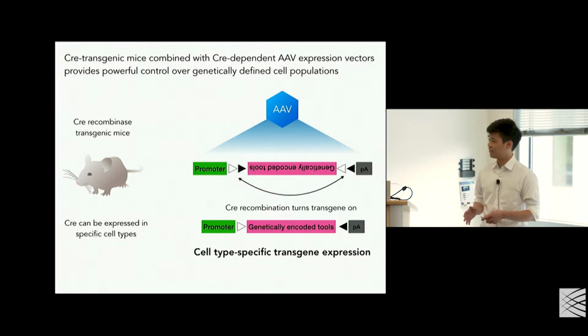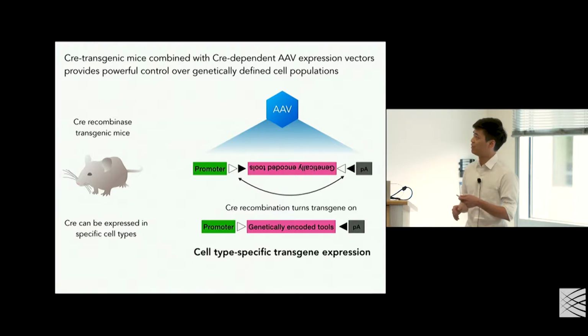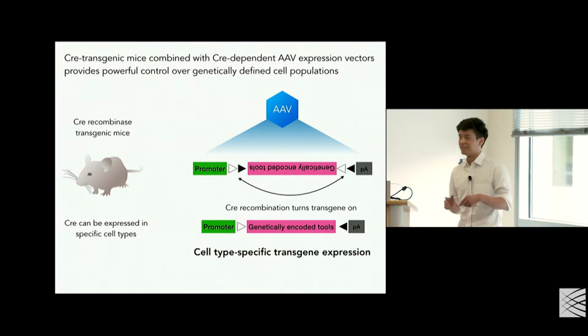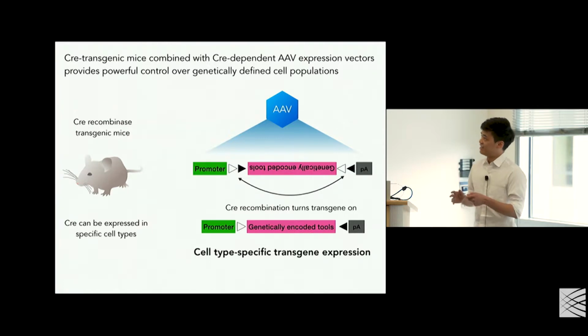And this cell type specific control is done by encoding the AAV genome in such a way where it can't express its genetic tool unless Cre recombinase is present. And in this intersectional strategy, Cre recombinase is only present in specific transgenic mouse lines.